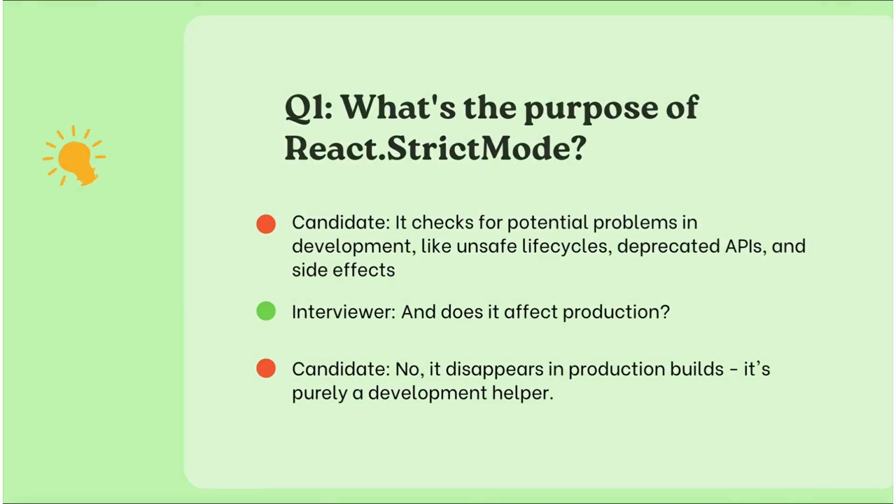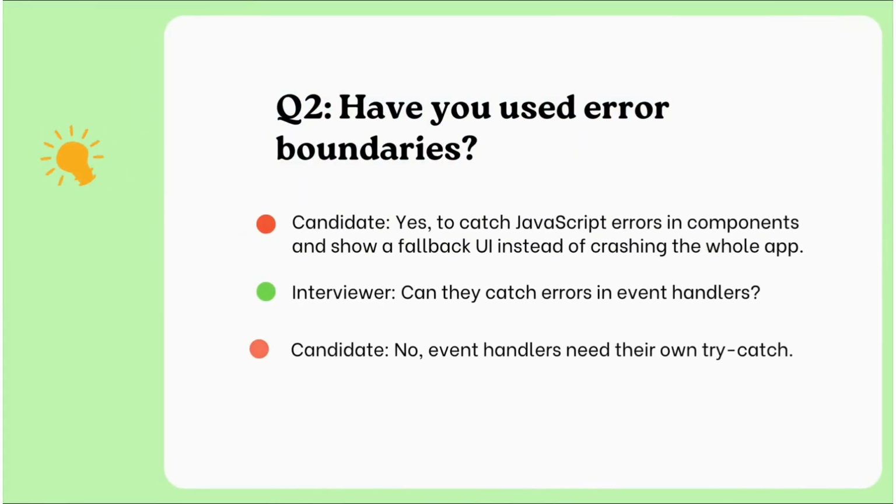Have you used error boundaries? Yes, to catch JavaScript errors in components and show a fallback UI instead of crashing the whole app. Can they catch errors in event handlers? No, event handlers need their own try-catch. Good. You didn't fall into the trap.